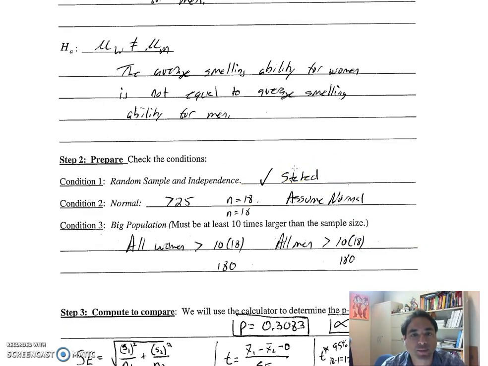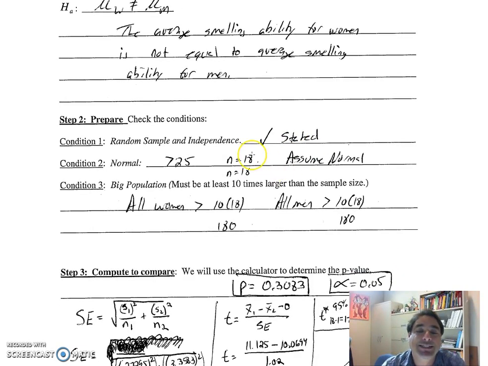We're going to check our conditions. They're two separate groups. Men and women are two separate groups, independent from each other. Technically, there should be 25 in each group. We only have 18, but we'll go ahead and assume it's close. But you want to have a larger sample if possible.